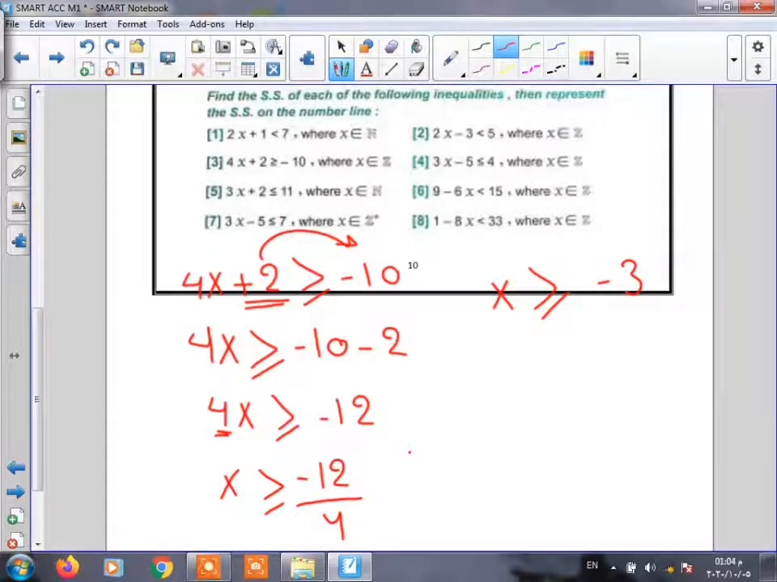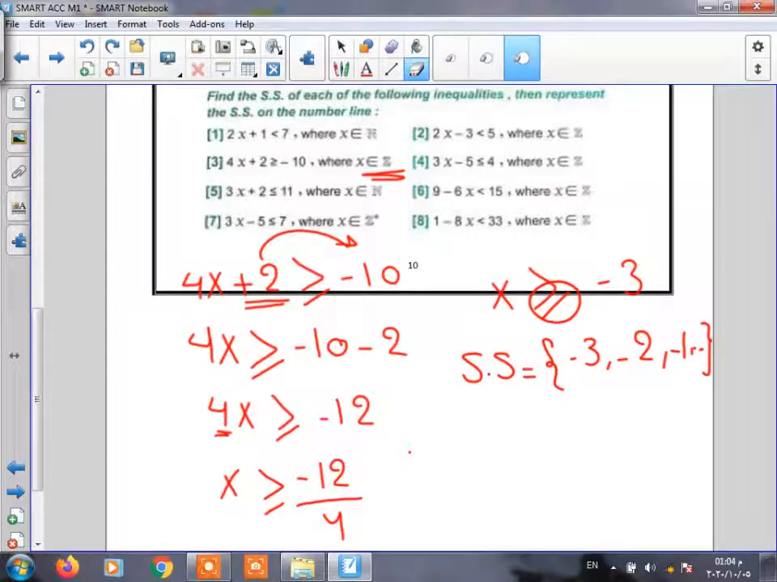What are the numbers belonging to Z greater than or equal to negative 3? The solution set: I need greater than negative 3 or equal to, which means I take negative 3, then the next greatest: negative 2, negative 1, and so on. Is it clear? Is your answer right? Let's take another one.